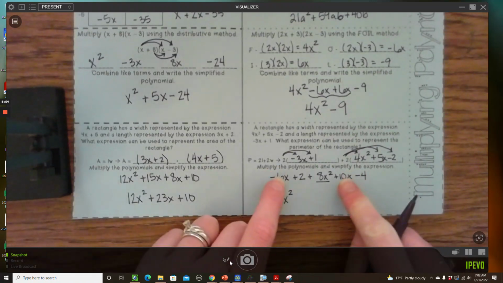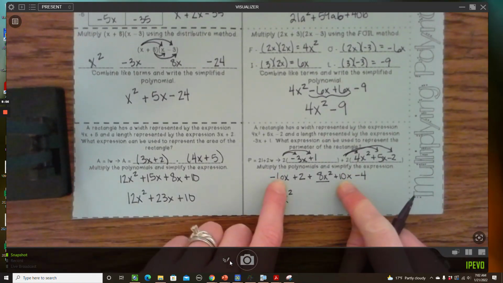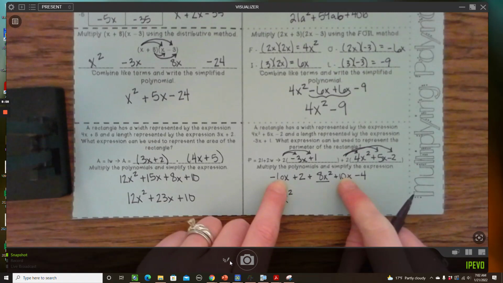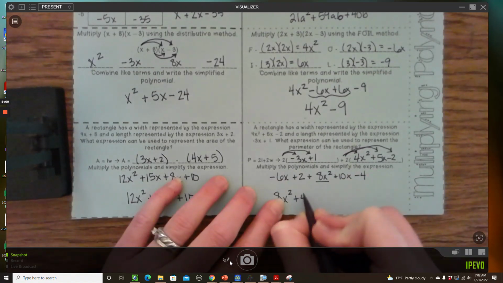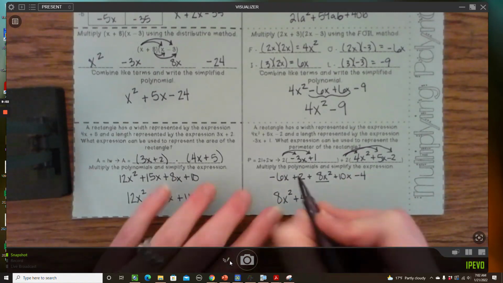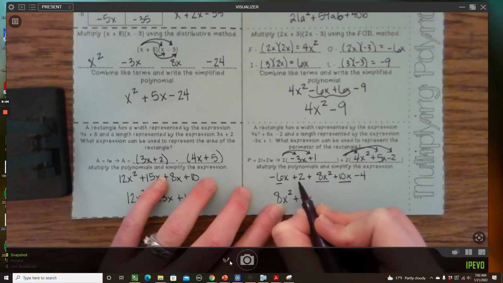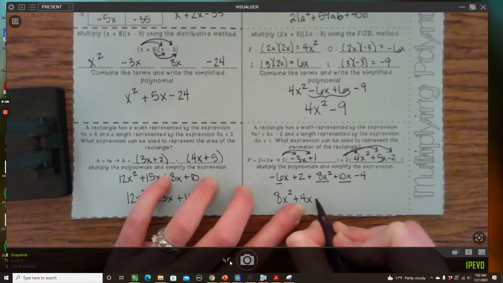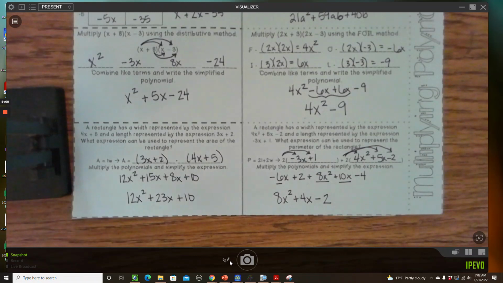Now I'm going to move on to my x's. I've got a negative 6x and a positive 10x. Negative 6 plus 10 gives me a positive 4, so plus 4x, so I took care of those. And then 2 plus a negative 4 gives me a negative 2.